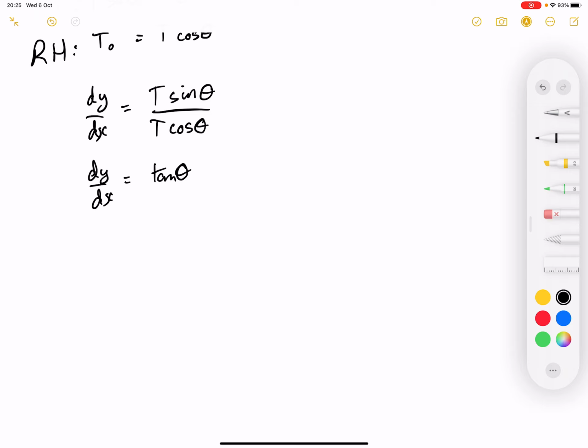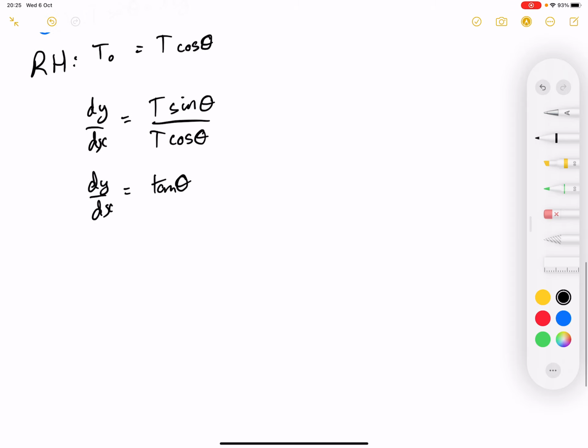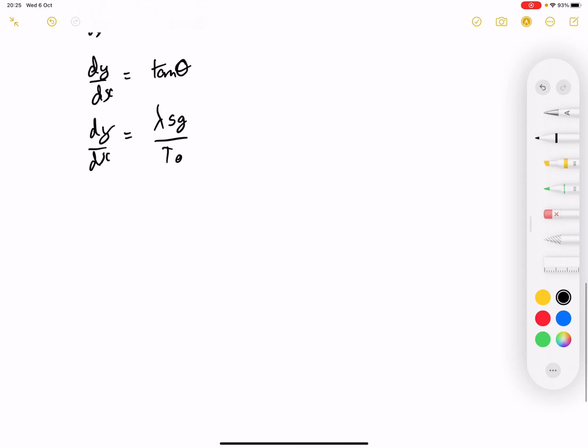And also, given that I know what T sine theta and T cos theta are, I can rewrite this and say that dy by dx is also equal to lambda SG divided by T0.